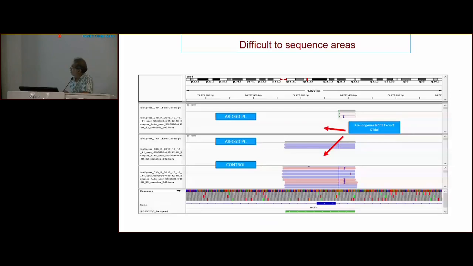And this is a child with autosomal recessive CGD, where you've got no reads from NCF1 exon 2 because of a pseudogene which is present there. So pseudogenes are also a problem in sequencing because they will interfere with your sequencing, and you cannot design reliable primers for those particular regions. You'll either have to resort to things like gene scan or a long range PCR for pseudogenes.